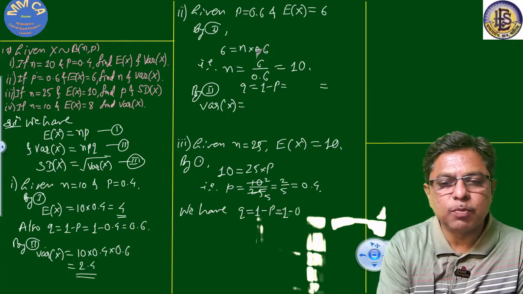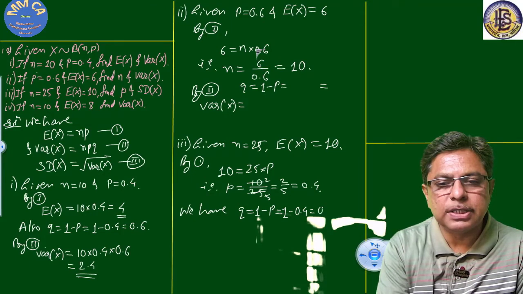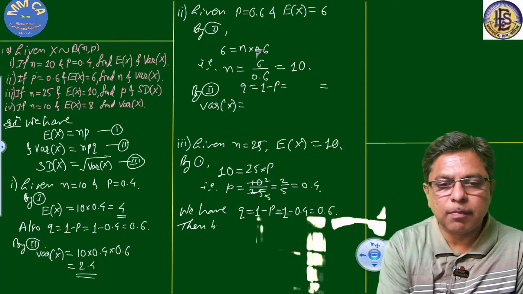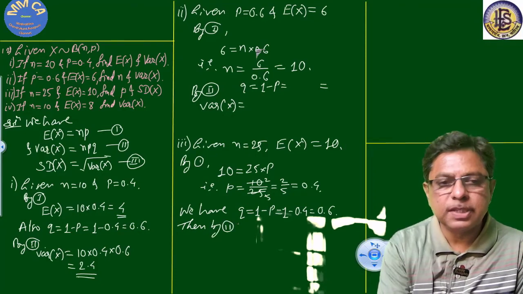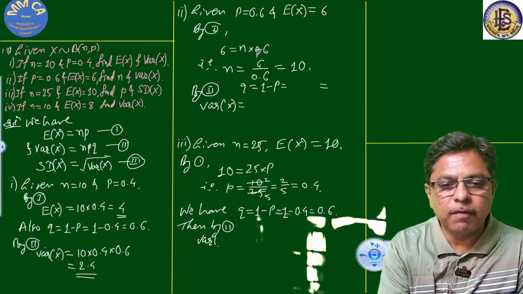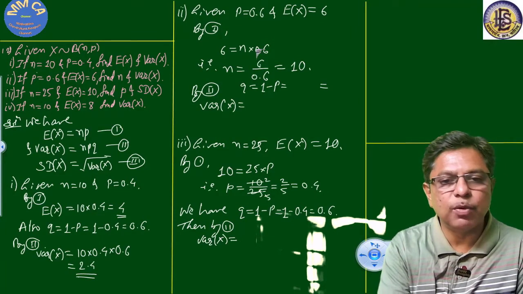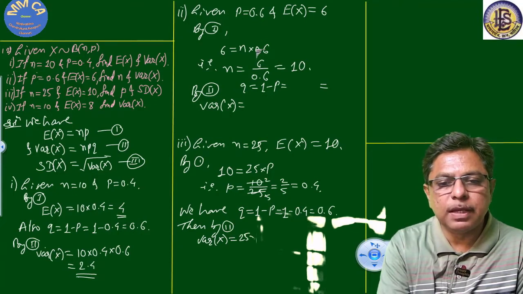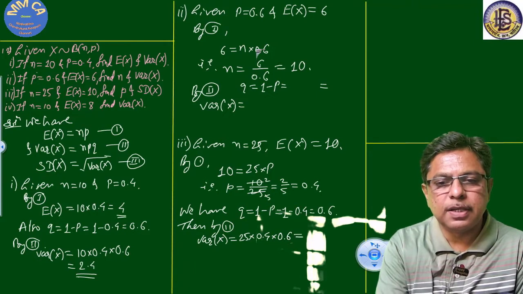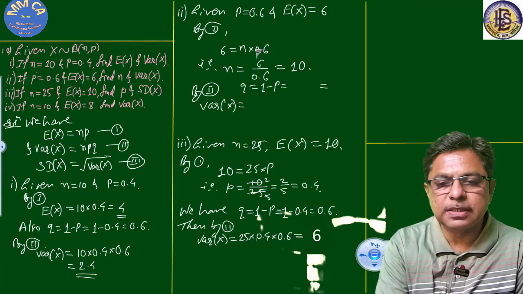This is 1 minus 0.4, and it is equal to 0.6. Second, just see the formula for variance of X. Variance of X is equal to n is 25 into p is 0.4 into q is 0.6. So this is 25 into 0.4 is 10, into 0.6. Now it will be 6.